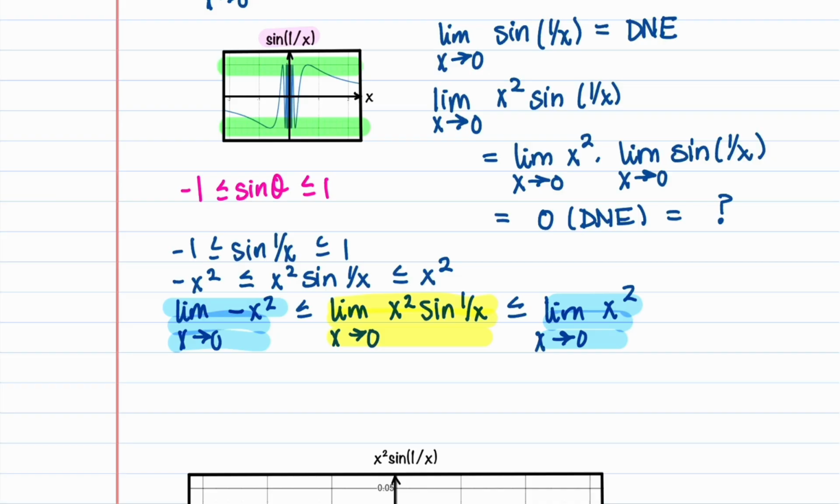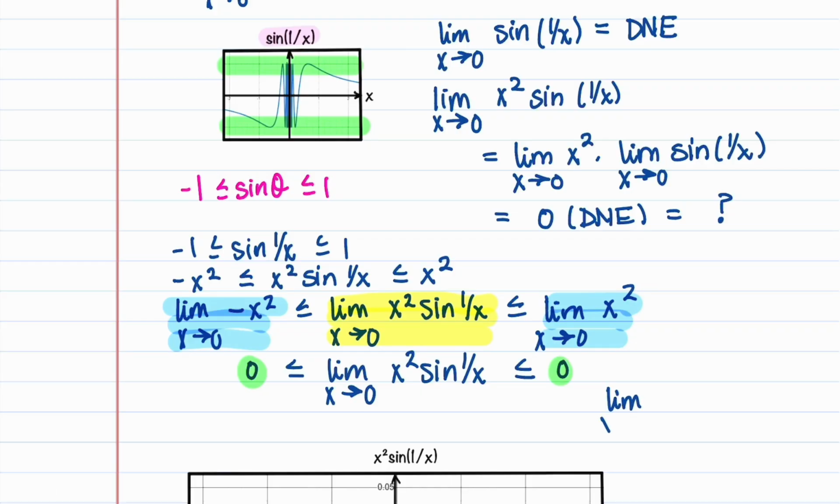On the left-hand side, all we have to do is plug in 0, and we get 0, less than or equal to the limit as x goes to 0 of x squared sine 1 over x. And then on the right, we plug in 0, and we also get 0. Since the left-hand side and the right-hand side are both 0, we can conclude from the squeeze theorem that the limit as x goes to 0 of x squared sine 1 over x is equal to 0.